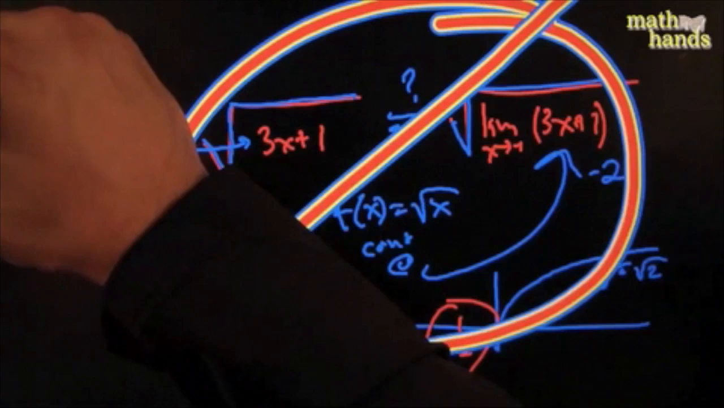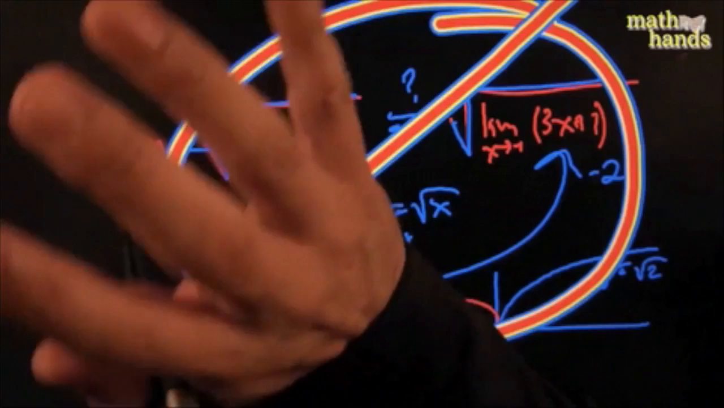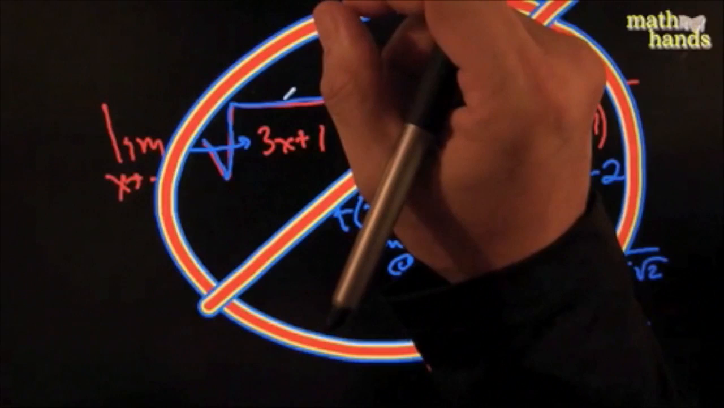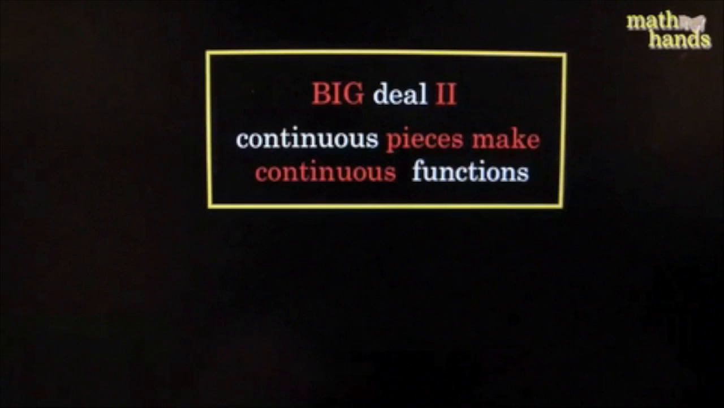All right. So I hope I sold you at least 25%. You're at least 25% sold on the idea that continuous functions are good because they make limits so much nicer, so much more firm, on firm ground. And now let's go for the second big deal.